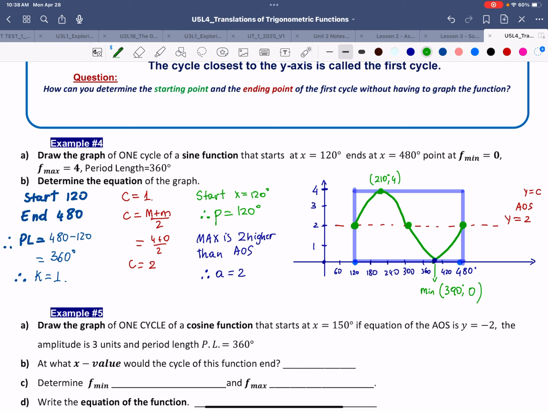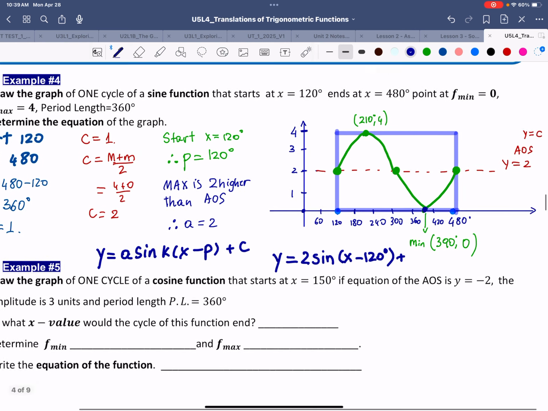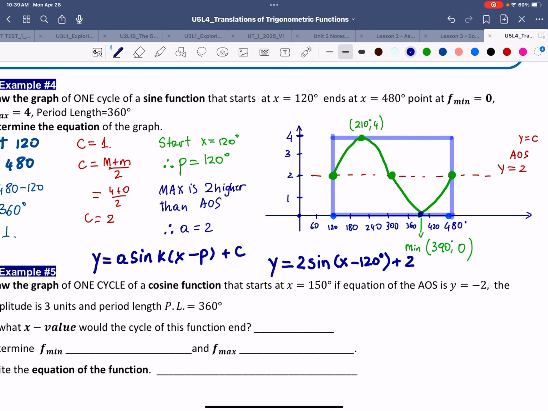Now, if you want to write the equation of it, remember the equation of any transformed sine function will be in the form y equals a sine k(x minus p) plus c. And all we have to do here is substitute a, k, p, and c. And that will give us y equals 2 sine, k is equal to 1, (x minus 120 degrees), and the vertical translation of 2. And that would be the equation of this little function right here.